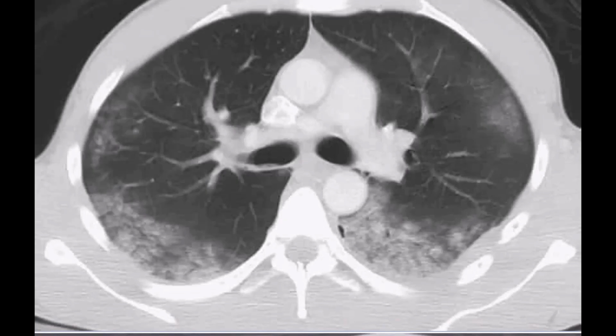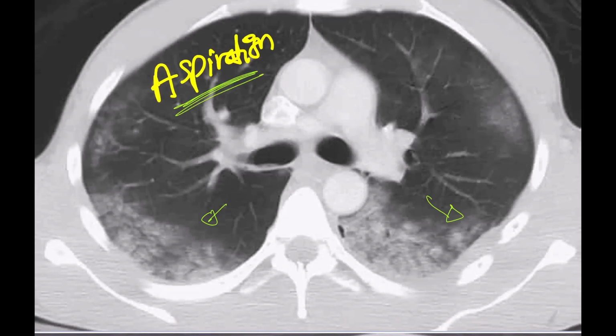And this is an axial CT showing bibasal changes of the lung. And this is most likely aspiration, given that this is at the most dependent parts of the lungs.